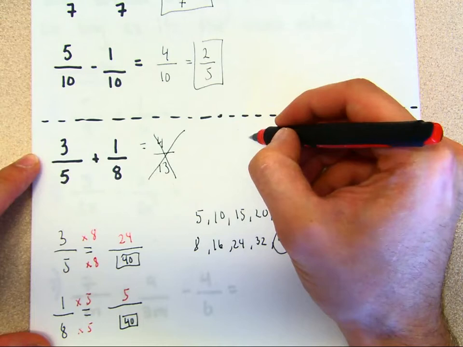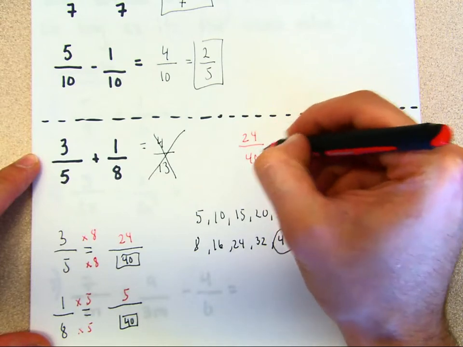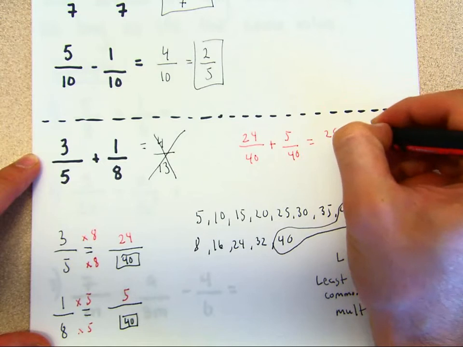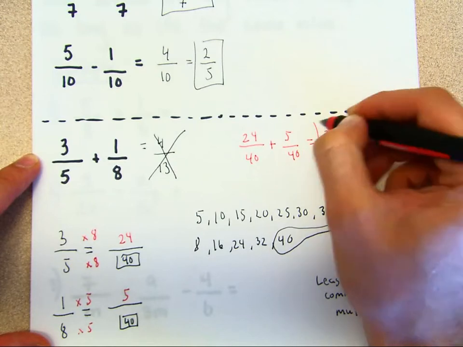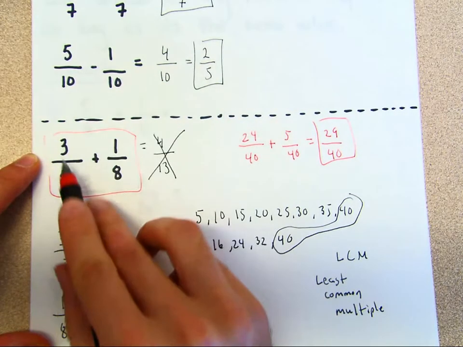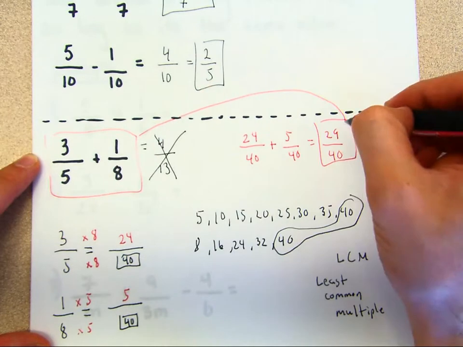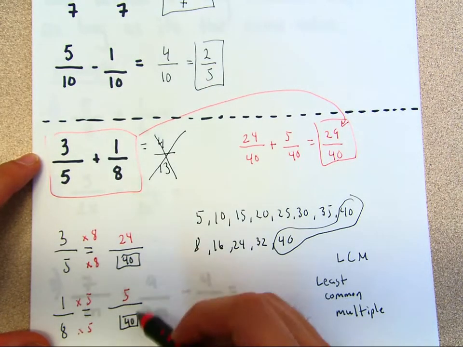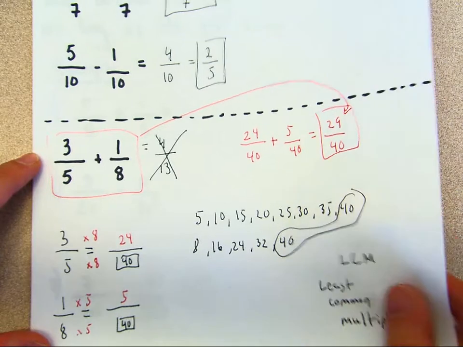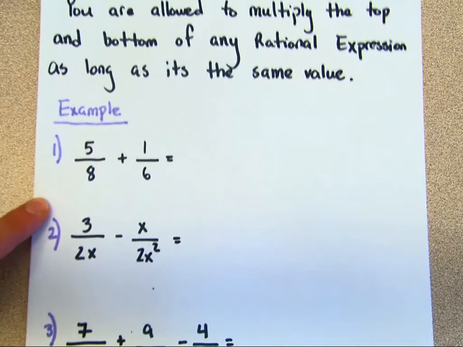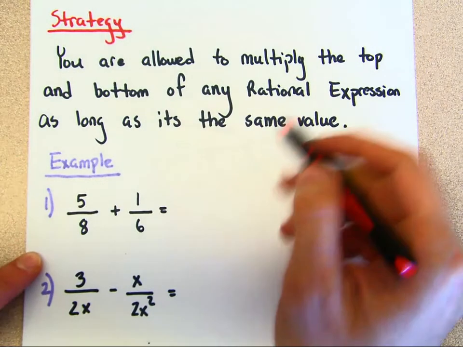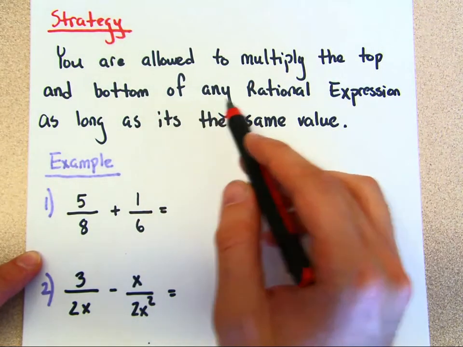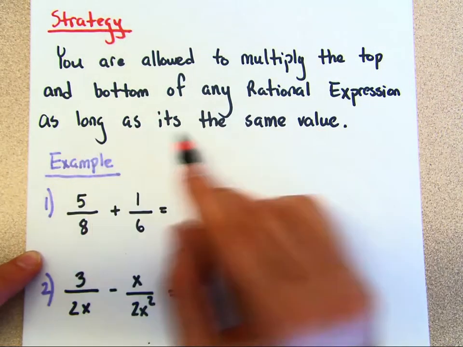So then I could say 24 over 40 plus 5 over 40, and we have 29 over 40. And that's our answer. So 3 over 5 plus 1 over 8 is equal to 29 over 40. The game that we want to play is we want to get the denominators to be the same. Okay? Let's move on. Here, take a second and write this down in your notes, but you are allowed to multiply the top and the bottom of any rational expression as long as it's the same value.